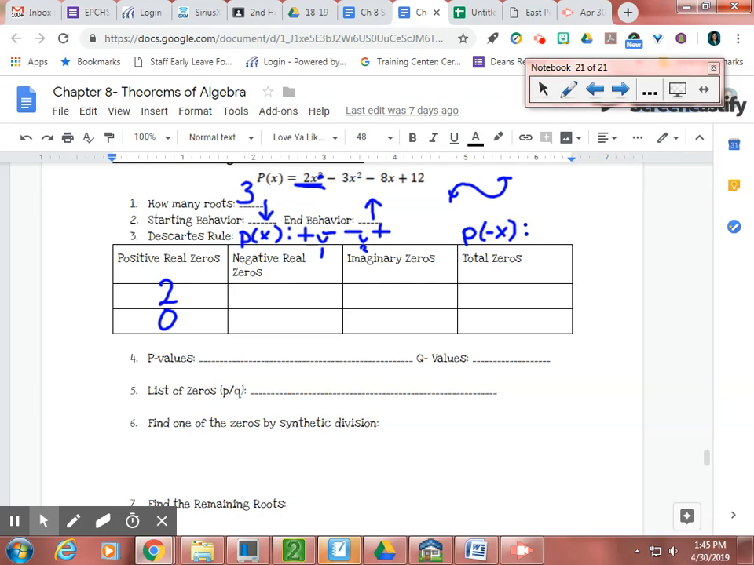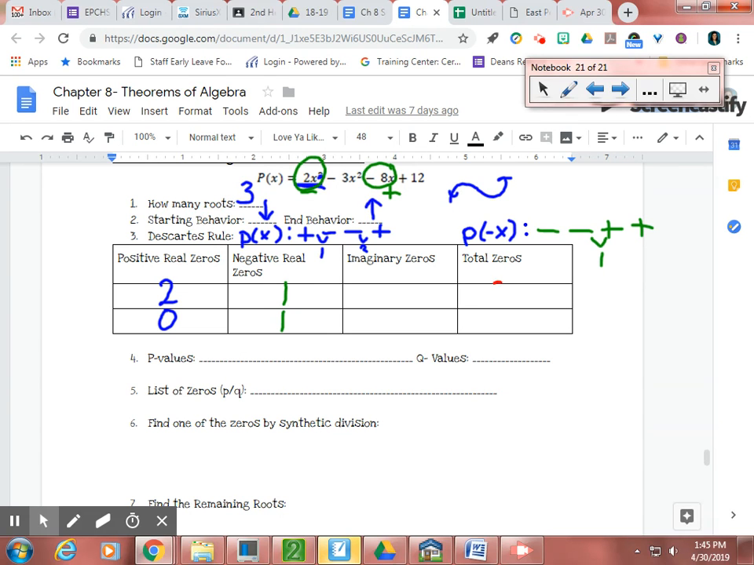Now we're doing p of negative x, which means I'm going to go up to my equation, circle anything that's raised to an odd power, and change it. So this was positive, it's now negative. This was negative, it's now positive. So I'm going to read it in order. Negative, negative, positive, positive. That means there's 1 change. So I can't take a pair out of 1, so it stays 1.